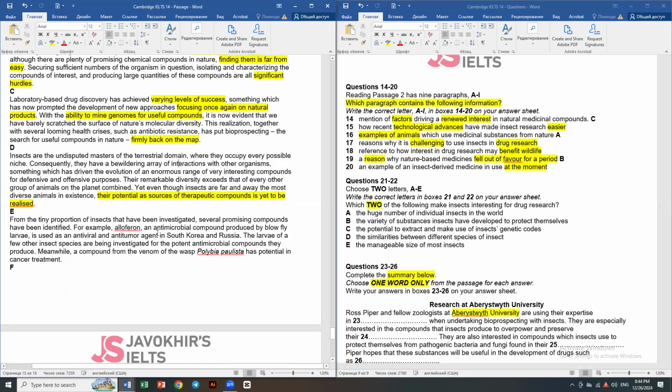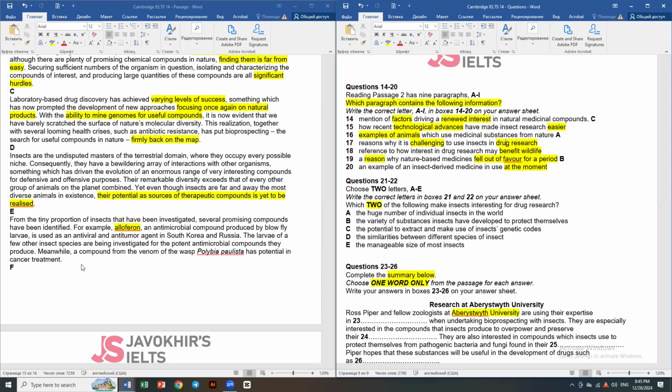From the tiny proportions of insects that have been investigated, several promising compounds have been identified. For example, allophron, an antimicrobial compound produced by blowfly larvae, is used as an antiviral and anti-tumor agent in South Korea and Russia. The larvae of few other insect species are being investigated for the potent antimicrobial compounds they produce. Meanwhile, a compound from the venom of the wasp, Polybia polysta, has potential in cancer treatment.